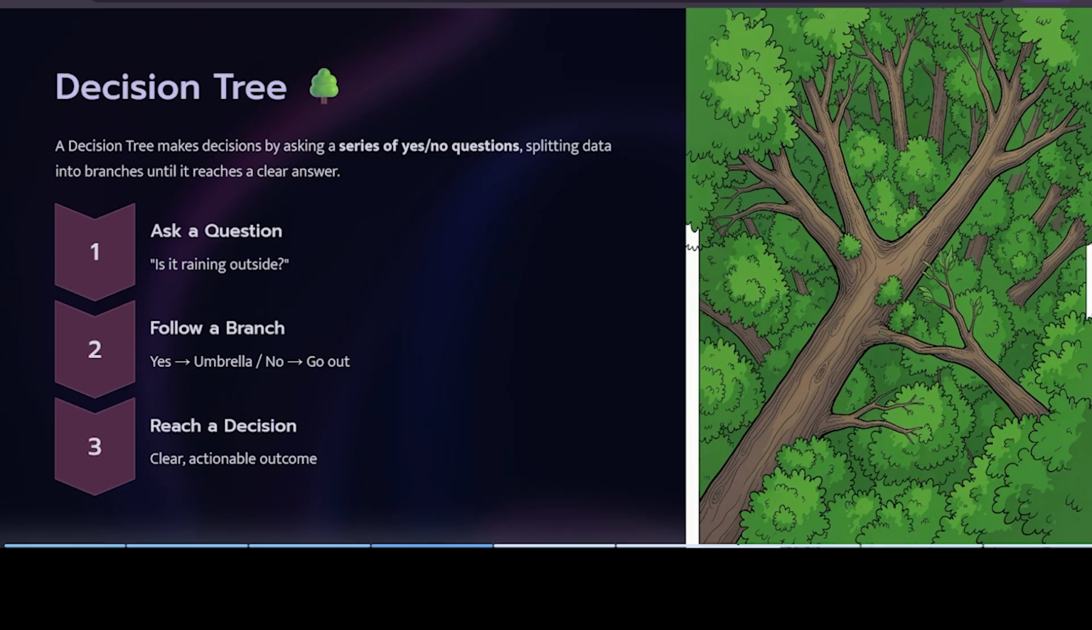Let me give another example. Someone asks, should we play cricket today? Question one: is it sunny? If yes, then a second question arises: is the temperature comfortable for us to play cricket? The answer is yes, so the decision tree takes the decision. It is sunny and the temperature is okay, not too hot, so let's play cricket. If the answer was no, the decision becomes stay at home. This is exactly how a decision tree works.